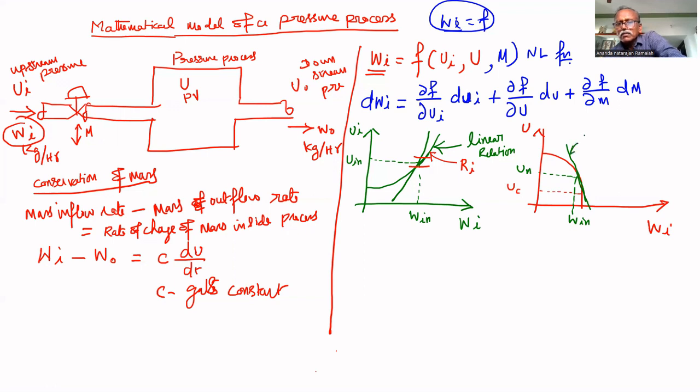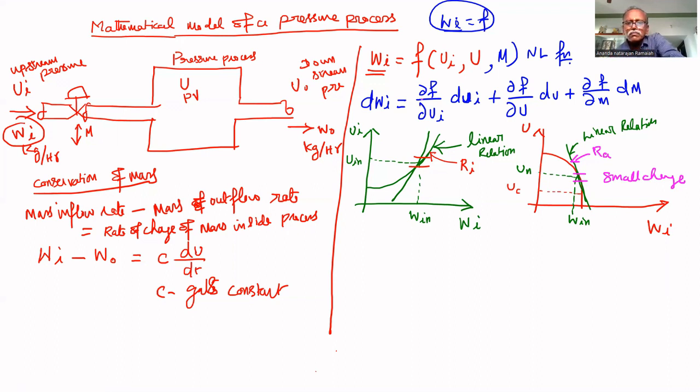This is a linear relation. Instead of considering this nonlinear relation, for small changes at this nominal operating point, we can consider, instead of this graph, this linear relation. Therefore, the linear relation here, by knowing the slope ∂f/∂u, is Ra. Let us assume that it is Ra.